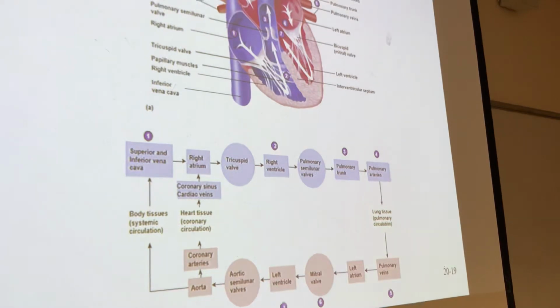So at the same time, we have 1, 2, and 3, we have 5, 6, and 7, right? It's happening at the same time. So as the blood is coming back from our body into the right atrium, blood is coming from the lungs, entering the left atrium. Then that blood goes into the right ventricle, blood goes into the left ventricle. As you contract the heart, now there's blood in both sides.